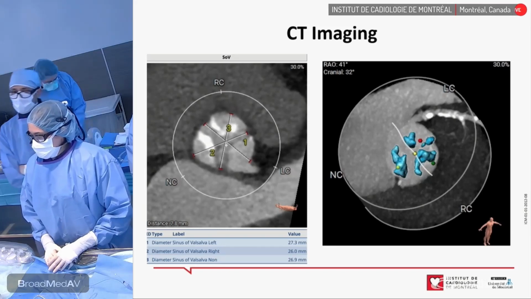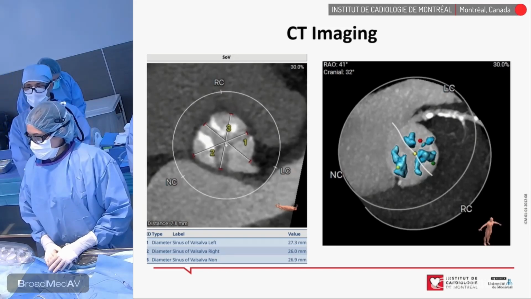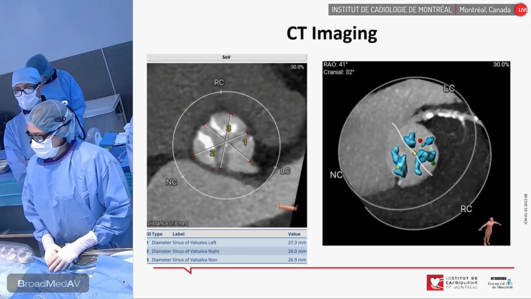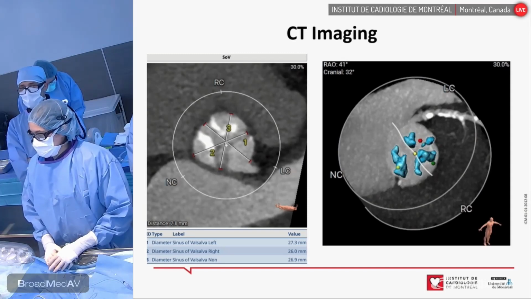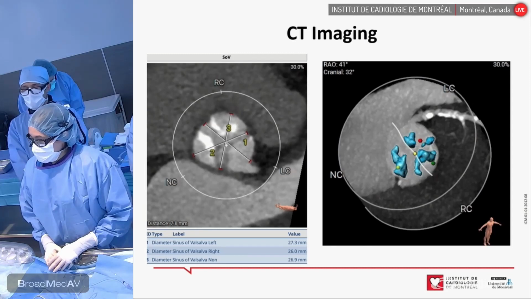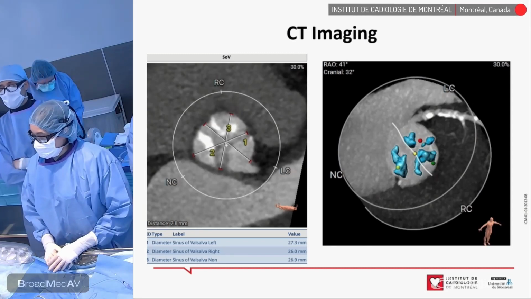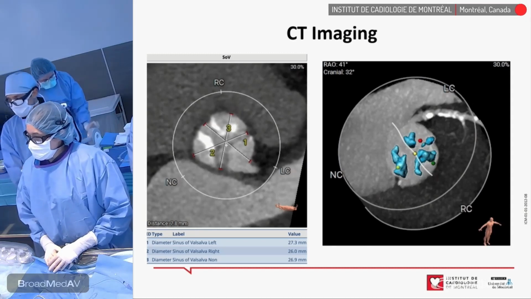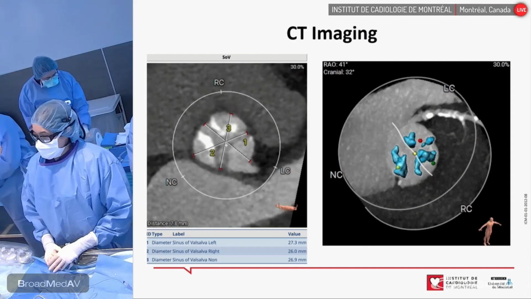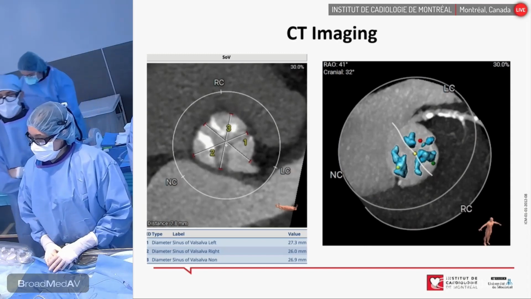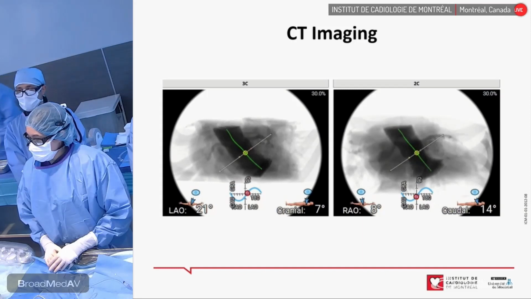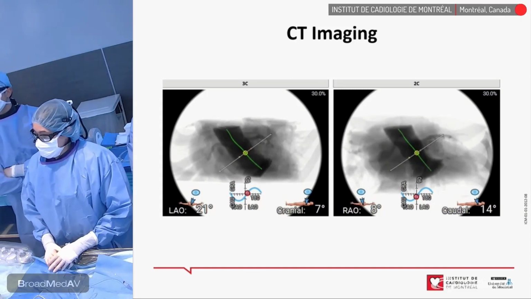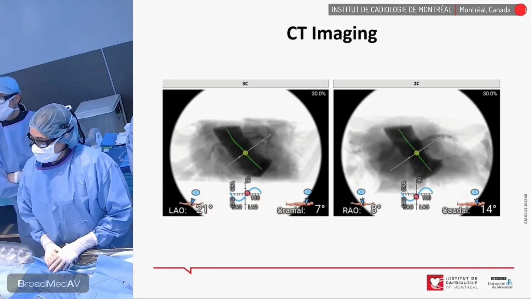The sinuses measure their limit in terms of when we talk about our valve selection. And so we have sinuses that measure 26 by 26 by 27. You can see the pattern of calcification on the aortic valve leaflets. You can see calcification also in the LAD on that image on the CT scan. Next slide. These are our angulations. We'll talk a little bit about that in a few minutes.